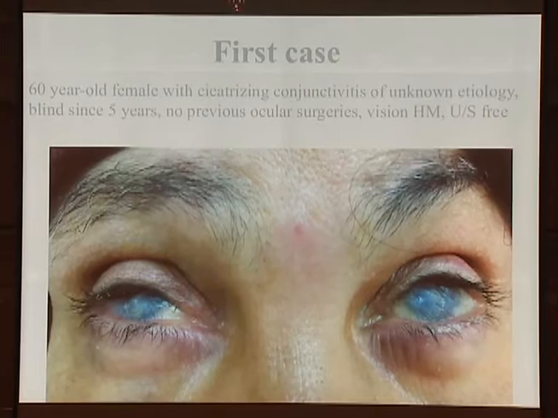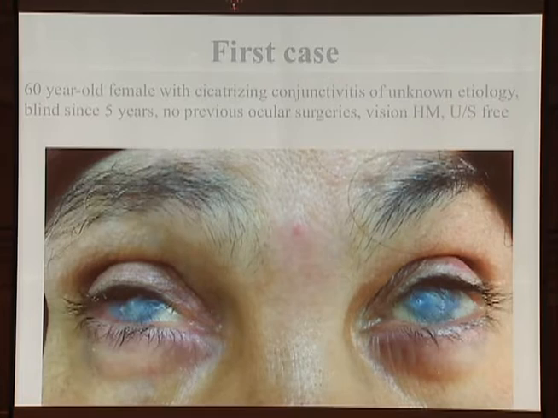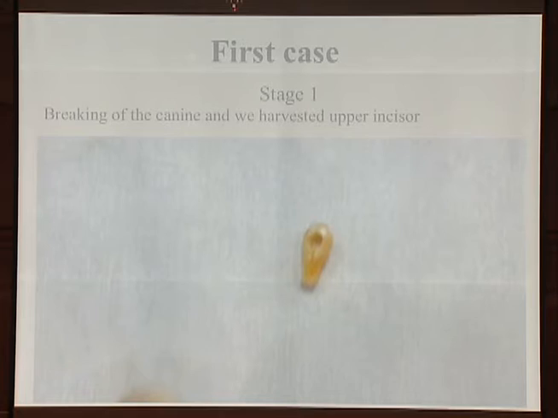The first case was a 60-year-old female with cicatrizing conjunctivitis of unknown etiology, blind for 5 years, no previous ocular surgery, vision hand movement, and the ultrasound was free. Stage one was done, however, breaking of the canine occurred, and we harvested the lamina from the upper incisors.